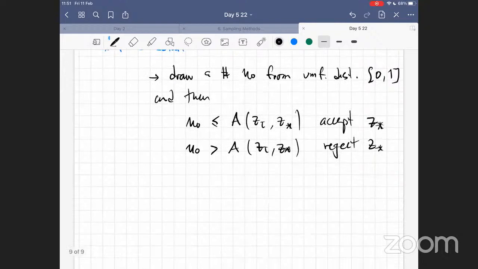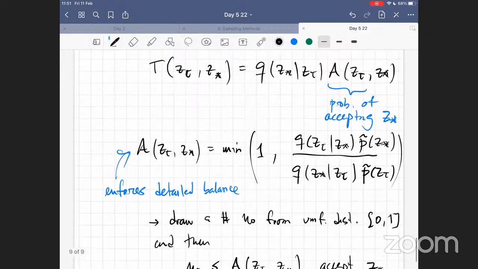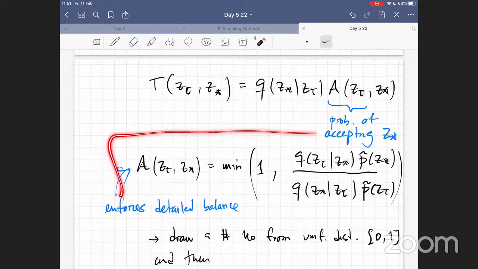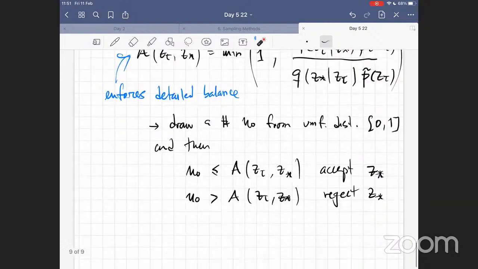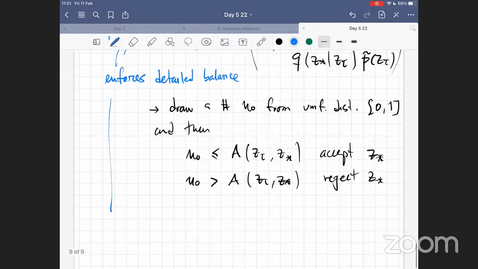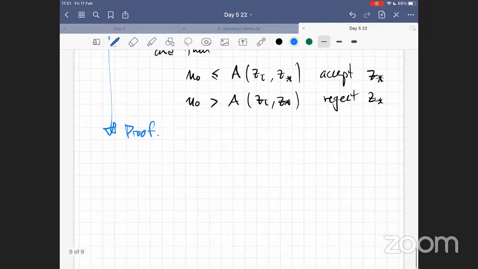Okay, so this is the way to go. So now let me demonstrate. Because it is not obvious, it seems like a magical recipe for implementing the detailed balance, but actually it's not. So let me demonstrate. Let me prove this here, which is very simple.